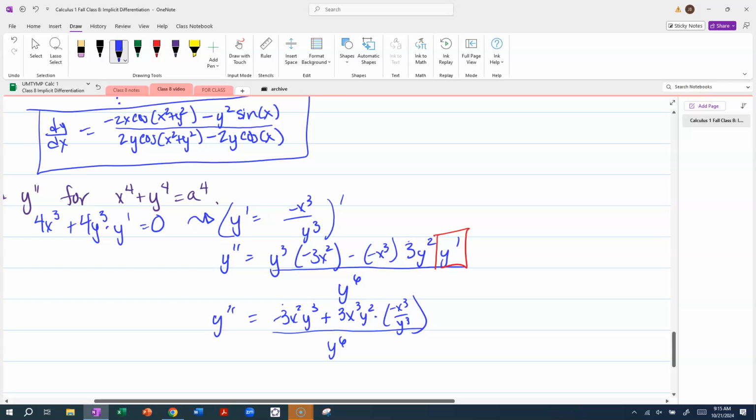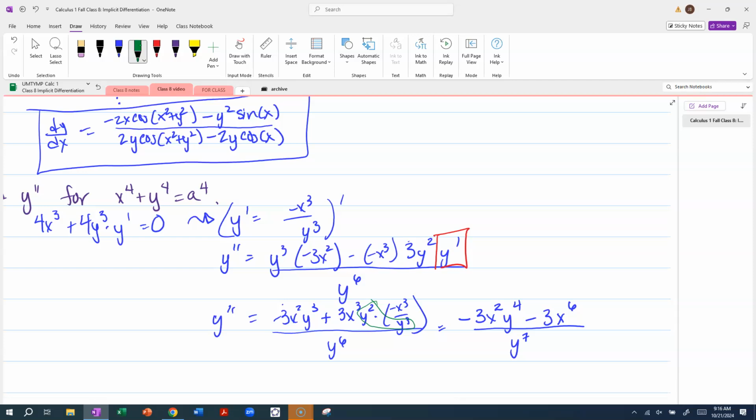Now this would be better if you wanted to simplify it further. You could. I'd have negative 3x squared y to the 4th, minus 3x to the 6th, all over y to the 7th. Algebraically speaking, these reduce and I have another y in the denominator, so what I did is multiply numerator and denominator by y, so that's why I have 7 in here, and that increased the y from the 3rd to the 4th. So that is how that all reduces.